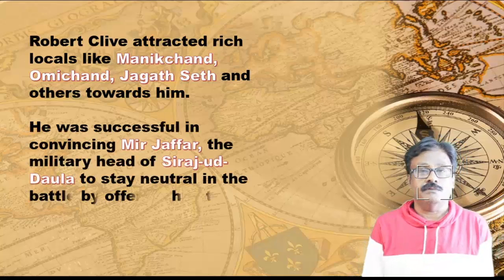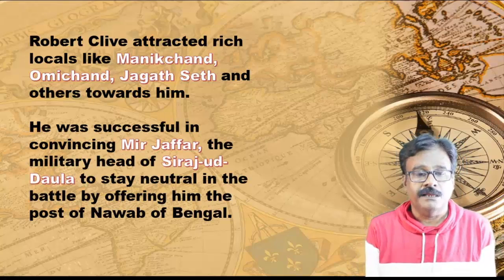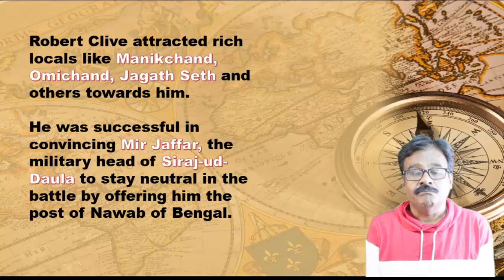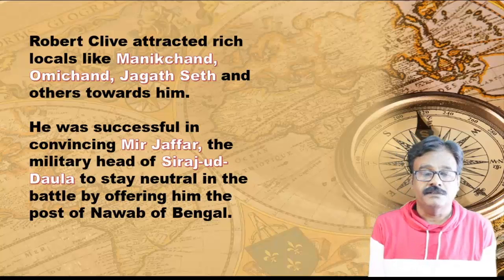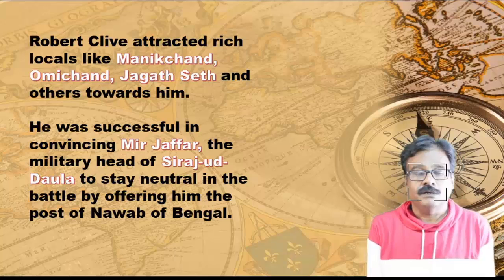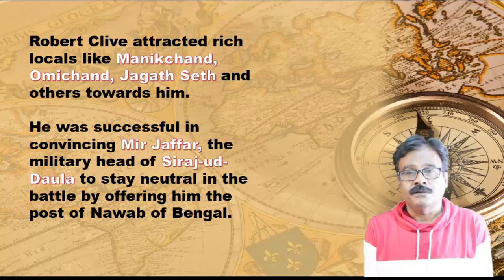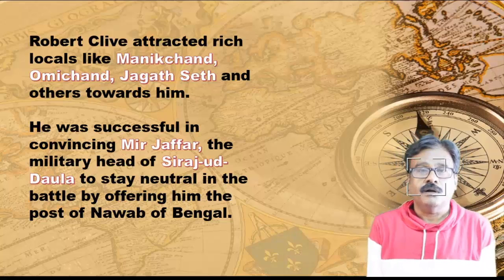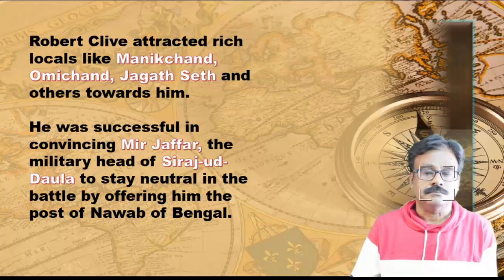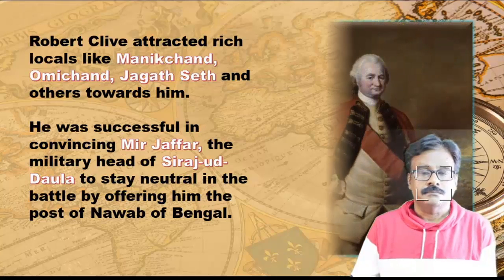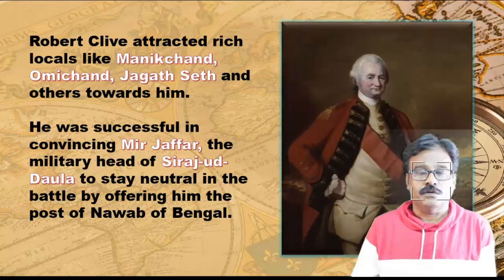And he also made another secret alliance. He was successful in convincing Mir Zafar, the military head of Siraj-ud-Dawla. Siraj-ud-Dawla's military head, meaning commander-in-chief, was Mir Zafar. Robert Clive convinced him too, saying that during the war time you don't participate in the war. After Siraj-ud-Dawla, we will make you Nawab of Bengal. Again, you can see the picture of Robert Clive.